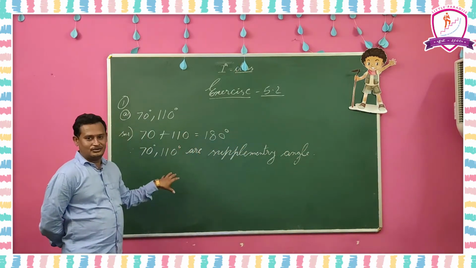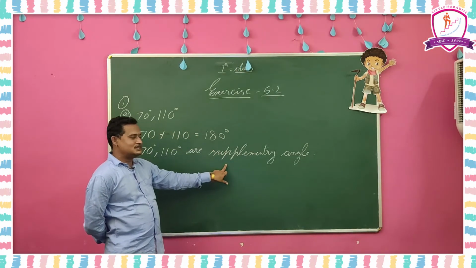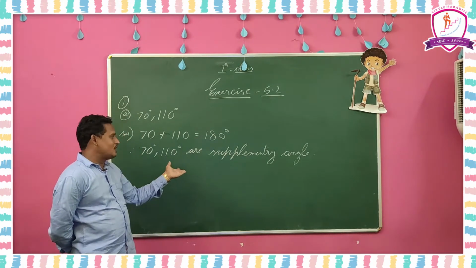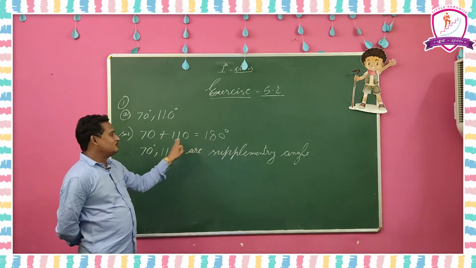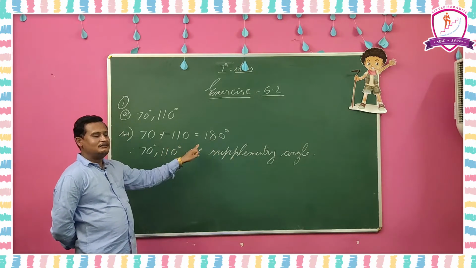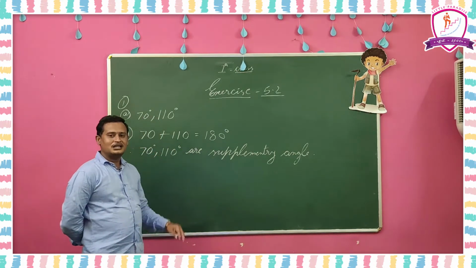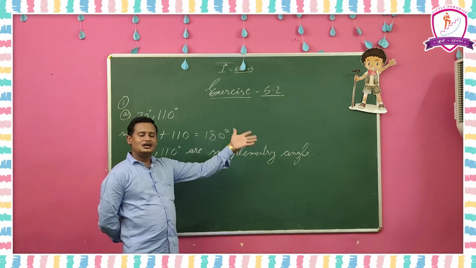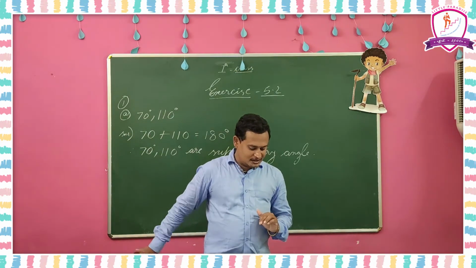This is what you have to do. Just add these two angles. If you get 180 degrees, you have to write supplementary angles. If you get 90 degrees, you have to write complementary angles. Otherwise, you have to write that these angles are neither supplementary nor complementary. And I am going to explain another one also here.